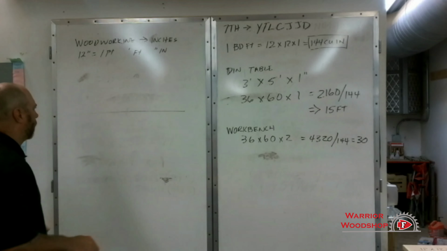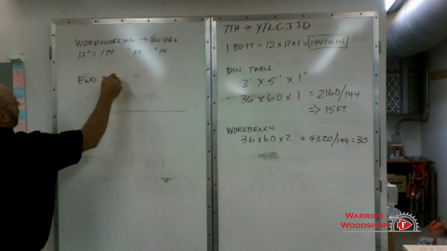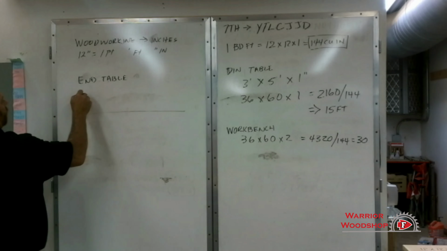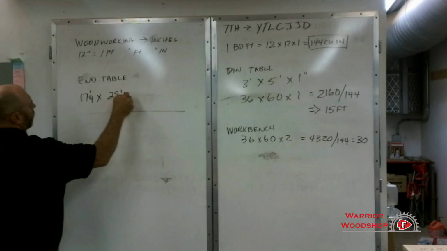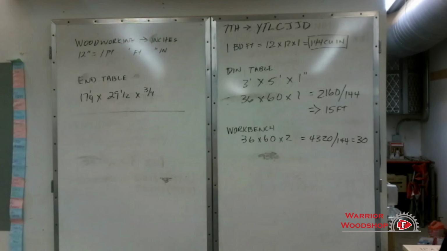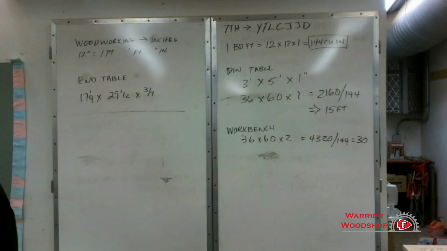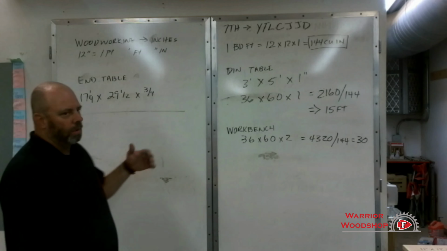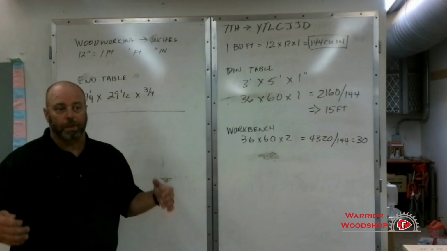Here's the ugly truth though. An end table, for example, is 17 1/4 wide, 29 1/2 long, by 3/4 thick. Who wants to do that? No one. I don't even want to do that. We use board footage as an estimation tool, not a precision tool.